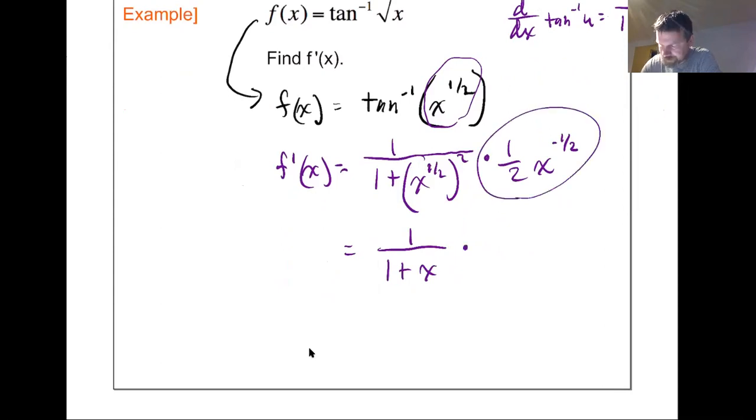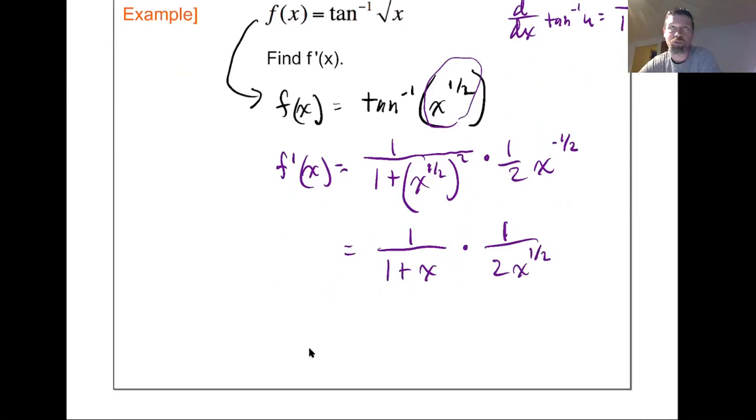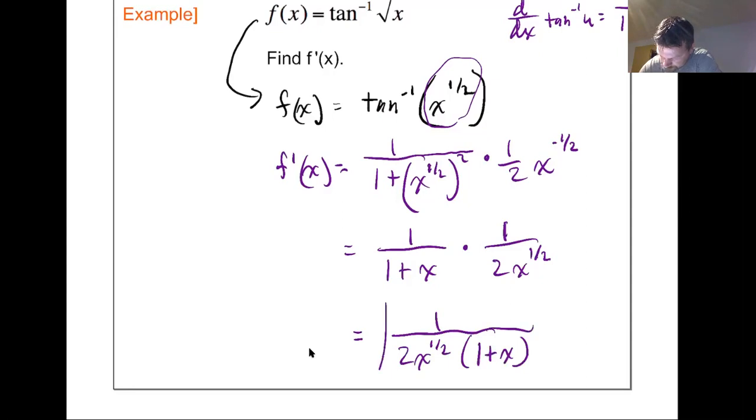Times this, I can rewrite that negative exponent in the denominator. It's sometimes useful to do that. So 1 over 2 x to the 1/2. I could write it as 2 square roots of x, but I prefer exponents, so I'm going to leave it like that. I might as well combine those into a single fraction though. 1 over 2x to the 1/2 times 1 plus x. There it is. Let's try another one.